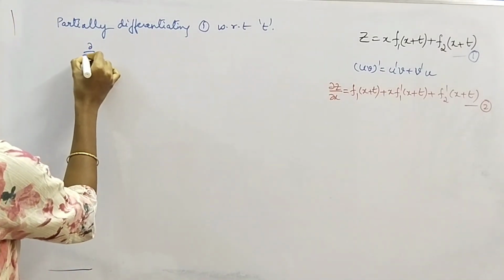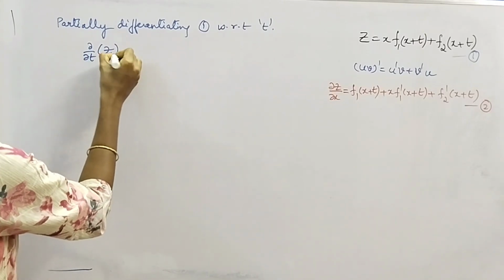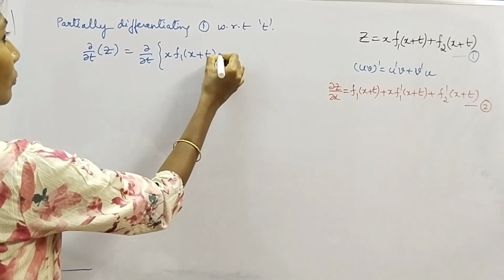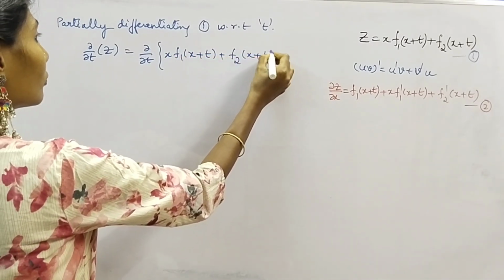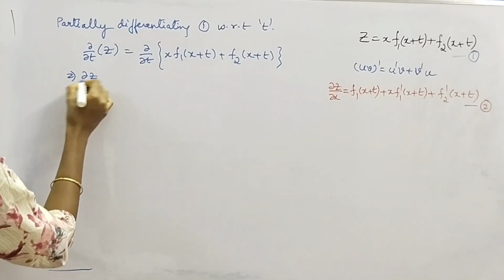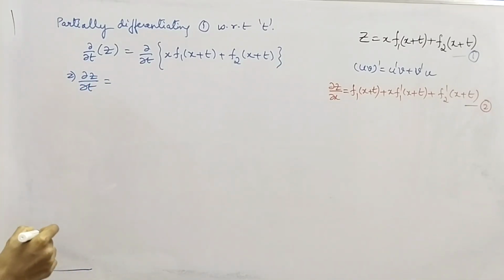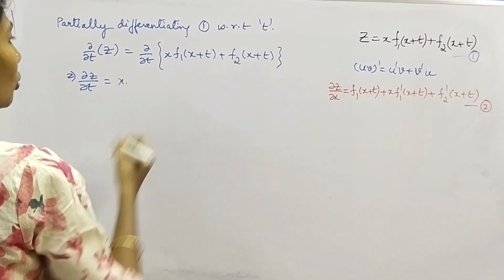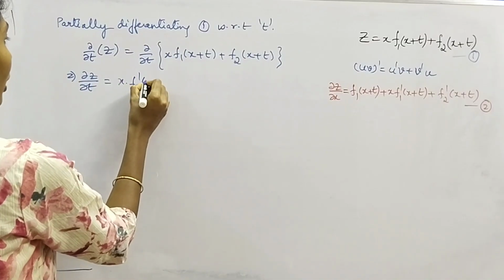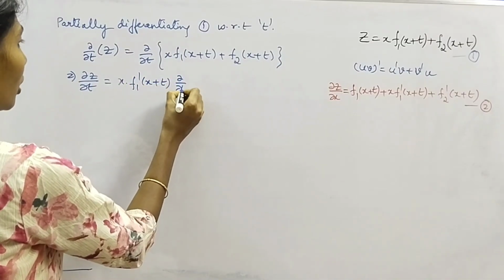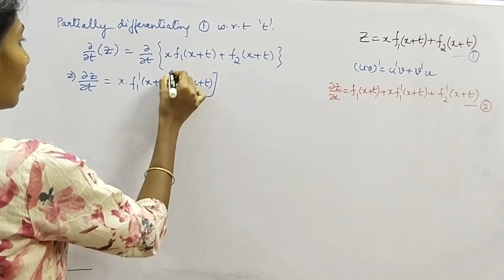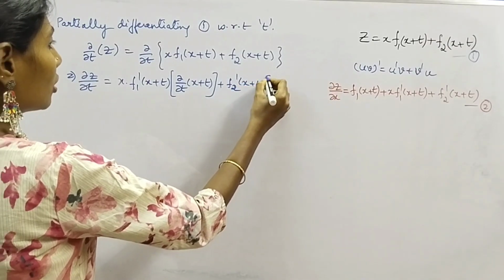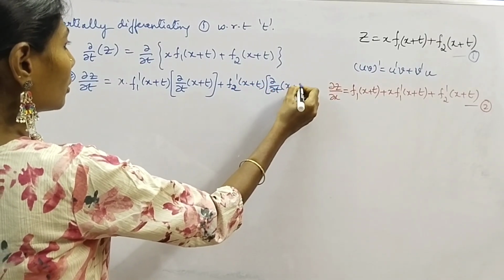But now let's apply dou by dou t on both sides of 1. This gives us dou z by dou t equal to, here we are partially differentiating with respect to t, so we'll treat x as constant. Okay, we have the constant into the partial derivative of f1 of x plus t, which is f1 dash of x plus t into the inner derivative dou by dou t of x plus t, plus the partial derivative of f2, which is f2 dash of x plus t into the inner derivative dou by dou t of x plus t.